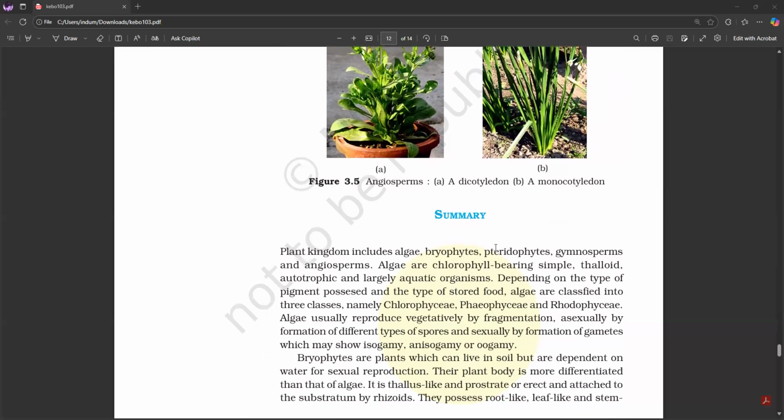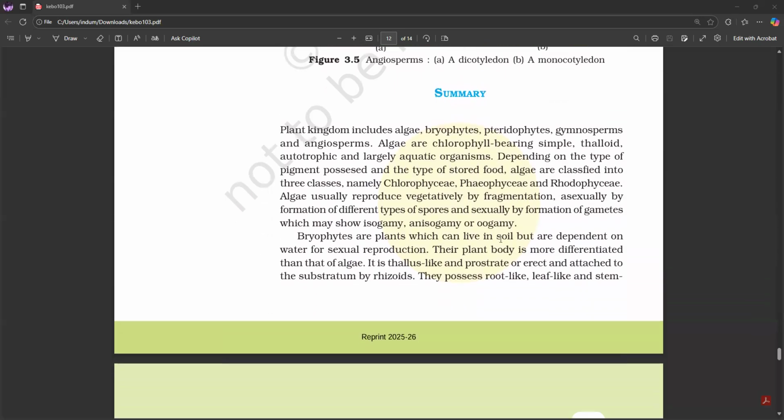Figure 3.5. Summary. Plant kingdom includes algae, bryophytes, pteridophytes, gymnosperms, and angiosperms. Algae are chlorophyll-bearing, simple, thalloid, autotrophic, and largely aquatic organisms. Depending on the type of pigment possessed and the type of stored food, algae are classified into three classes, namely Chlorophyceae, Phaeophyceae, and Rhodophyceae. Algae usually reproduce vegetatively by fragmentation, asexually by formation of different types of spores, and sexually by formation of gametes which may show isogamy, anisogamy, or oogamy.